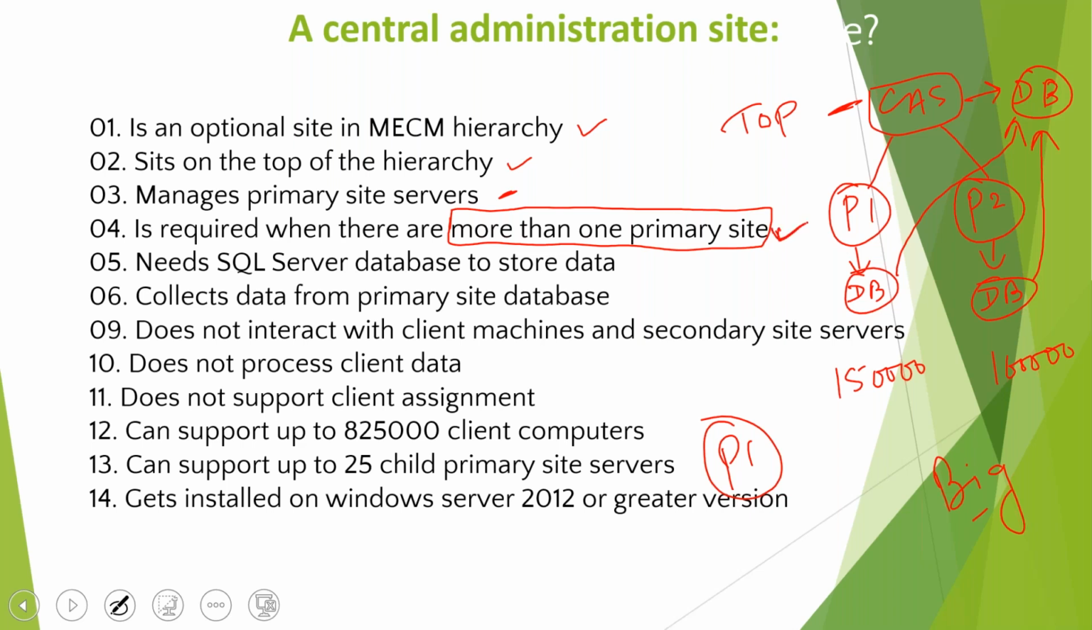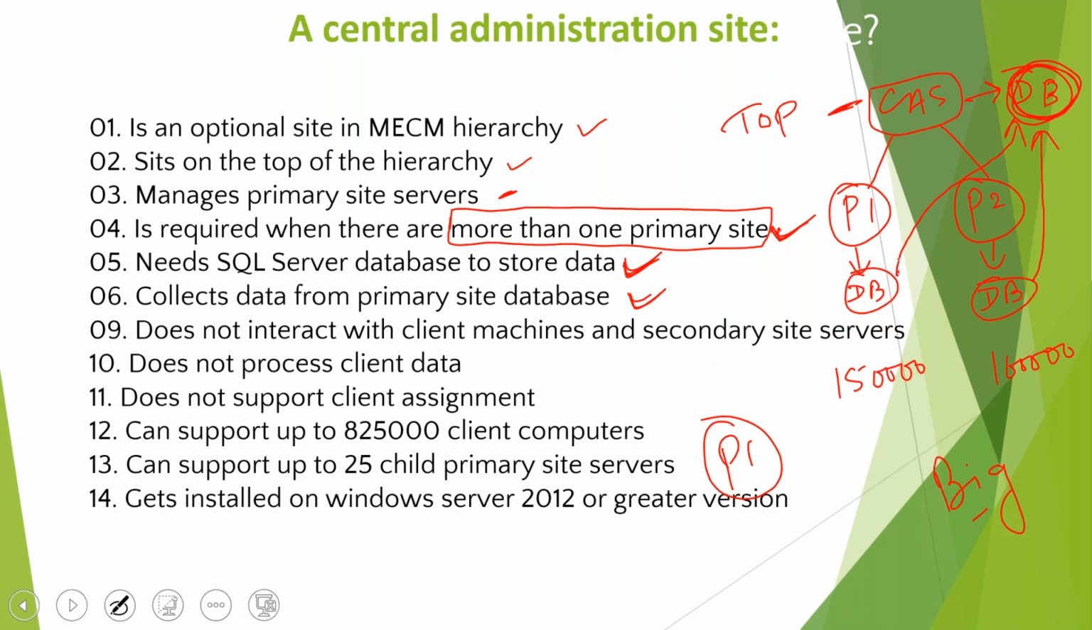Then it needs a SQL server to store the data. It collects data from the primary site database. Primary sites are going to send the data to central. It does not interact with client machines and does not interact with the secondary site. For example, let's say there are 10,000 client machines.